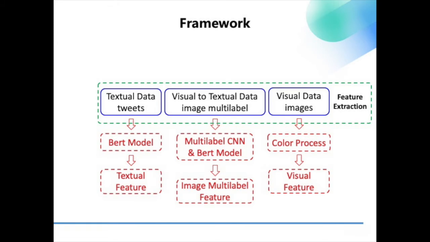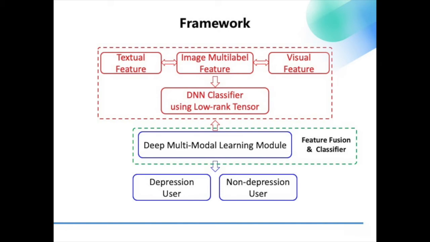We design a CNN-based multi-label classification model to get image multi-labels, then use a BERT model to convert multi-label text into textual multi-label features. We also use color processing techniques to extract visual features, including the color features in RGB and HSV color space. The last part is feature fusion and classification.